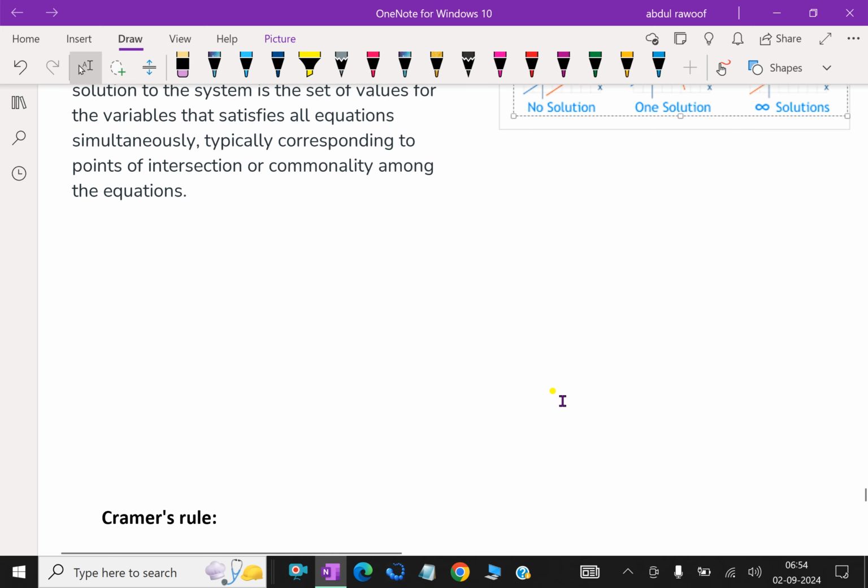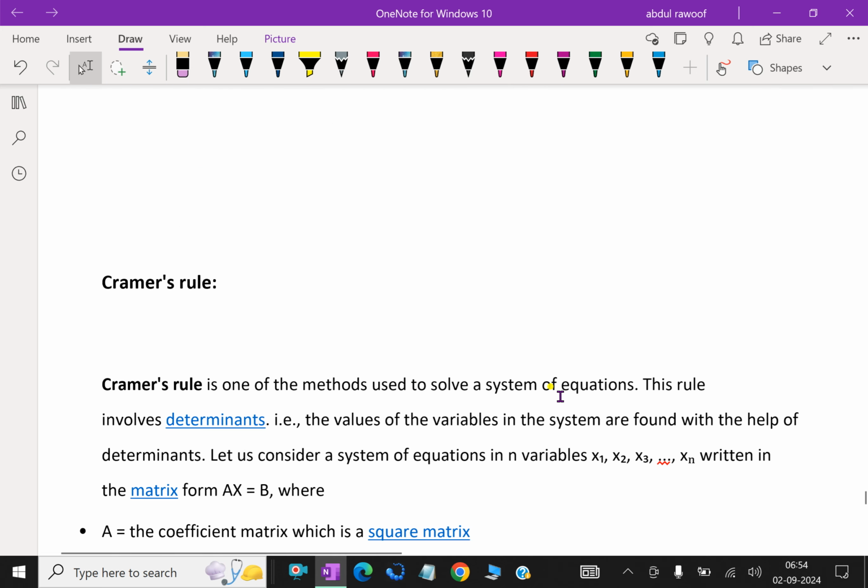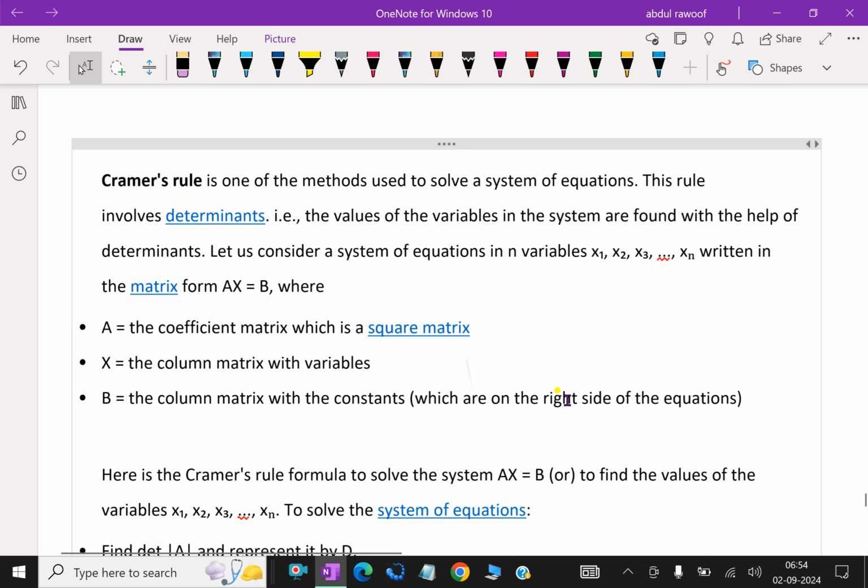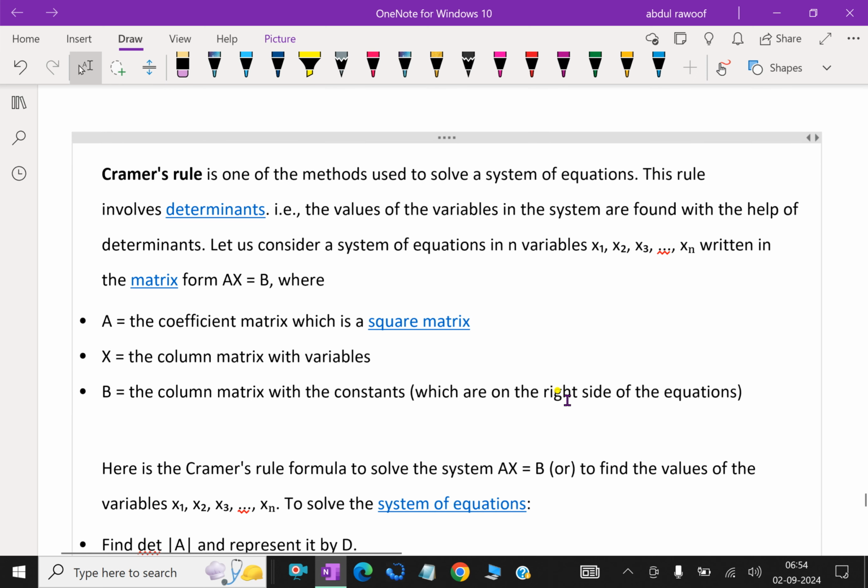Now let us discuss further about Cramer's rule. Cramer's rule is one of the methods used to solve system of equations. This rule involves determinants. The value of the variables in the system are found with the help of determinants. Let us consider a system of equations in n variables, that is x1, x2, x3 up to xn. These are written in the matrix form Ax equal to b.